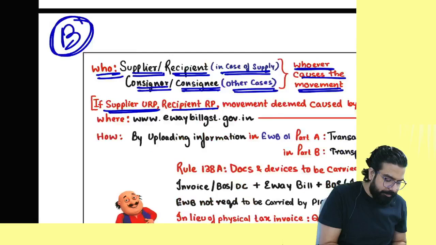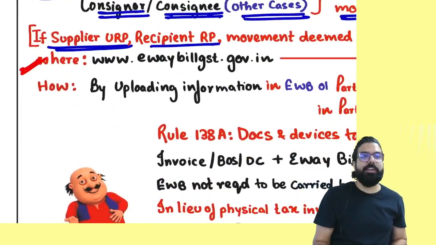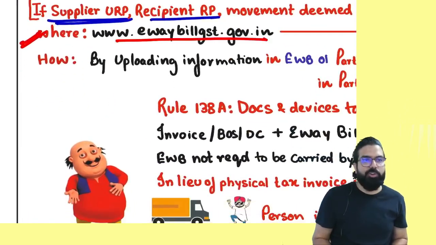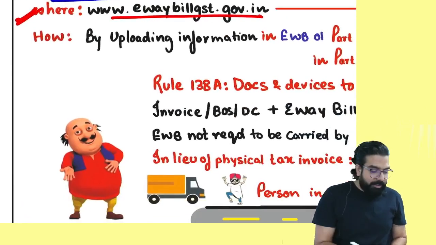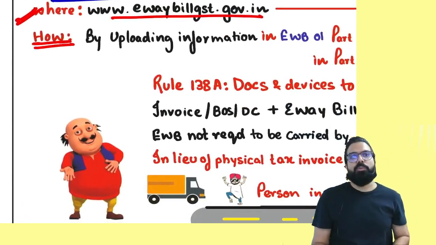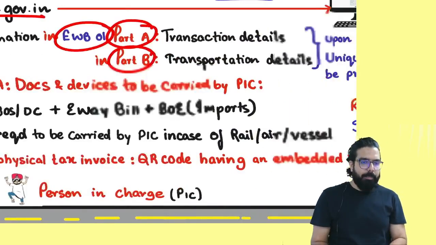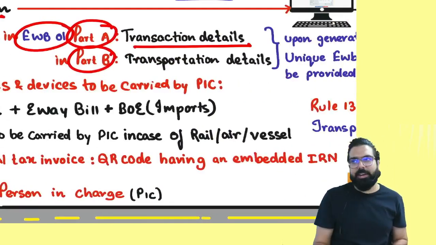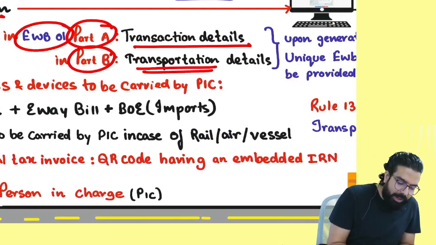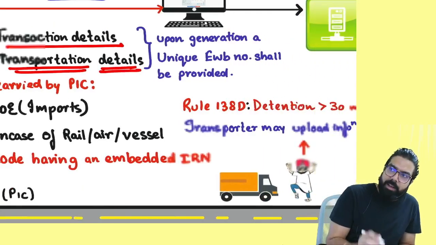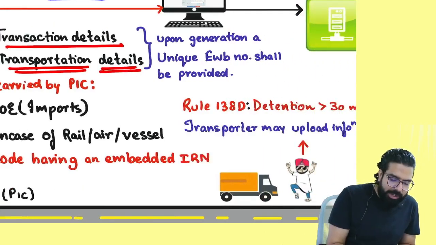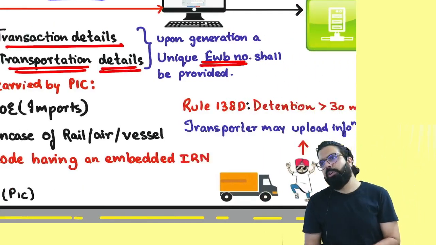The next one over here. Sir, where will I go and generate? Go to ewaybillgst.gov.in and generate. Sir, how will I go ahead and generate? You have to fill one form called e-way bill form number 1. Then that Part A and Part B is there. In Part A, what will you fill? Transaction detail. In Part B, what will you fill? Transportation detail. Once you fill it, one unique e-way bill number will be provided to you.